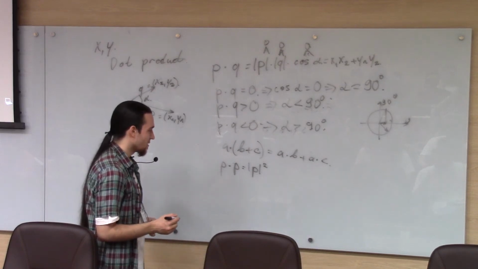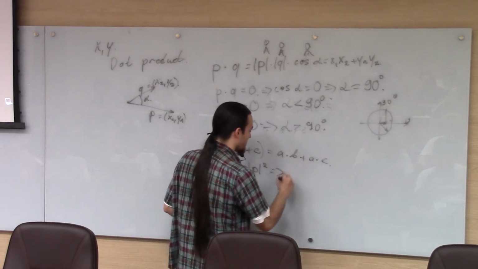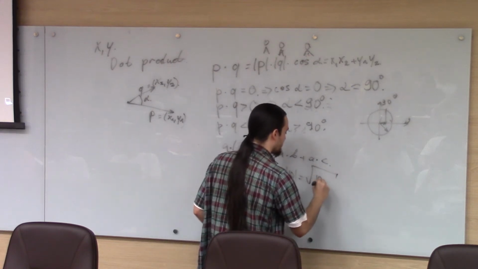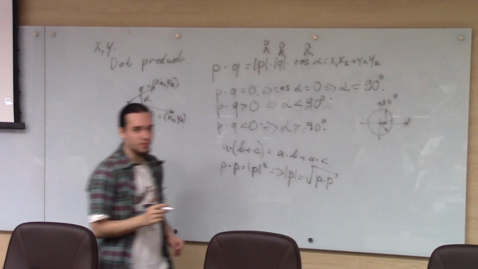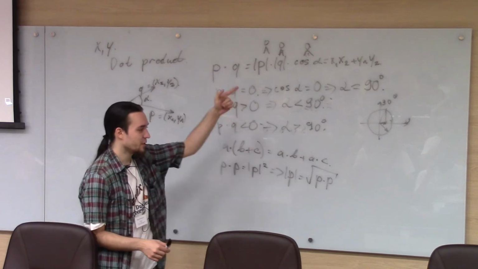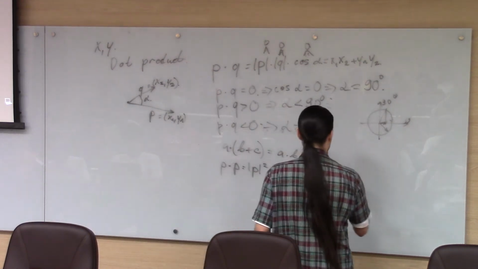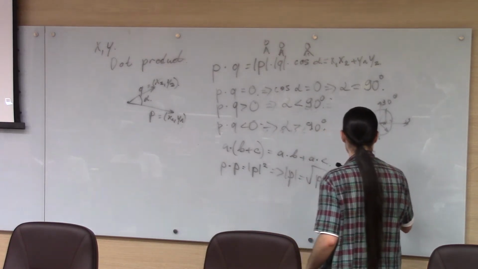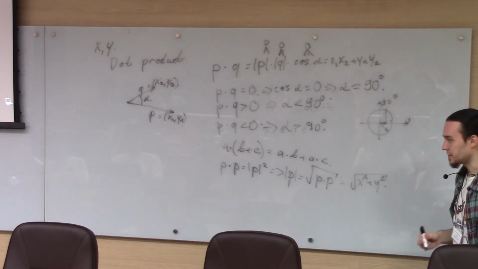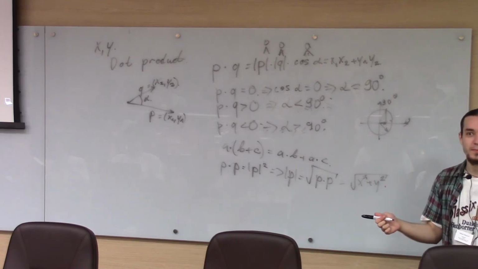Okay. So it follows that the length of the vector is the square root of the dot product of the vector with itself. And if we actually substitute that, we arrive at our familiar formula, the square root of x squared plus y squared, right? This is the Pythagoras theorem, basically.